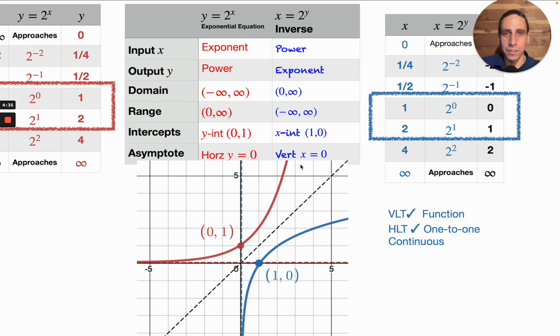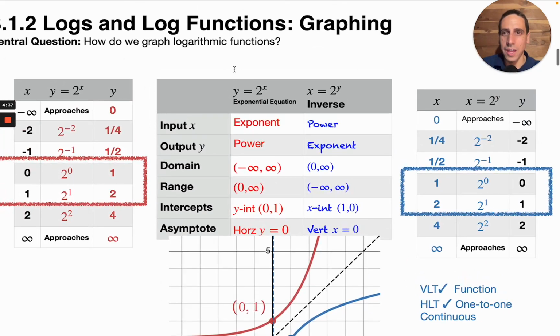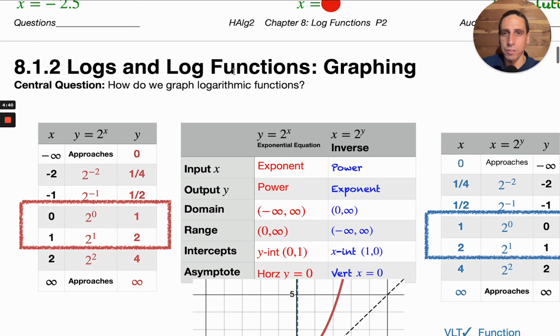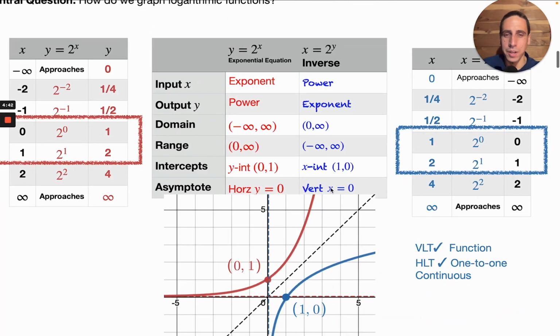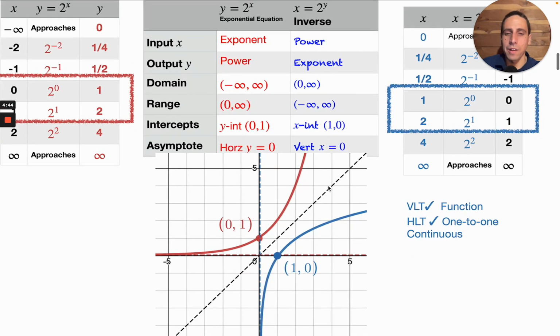So the central question is, how do we graph a logarithmic function? Remember, it's the inverse of an exponential. So we can say that this inverse here is what it looks like. This is a logarithmic function.